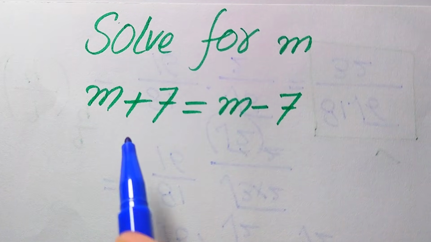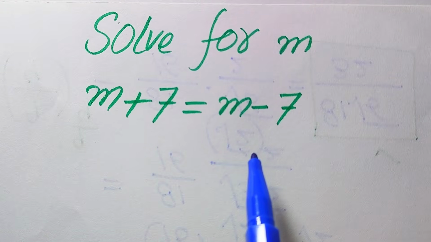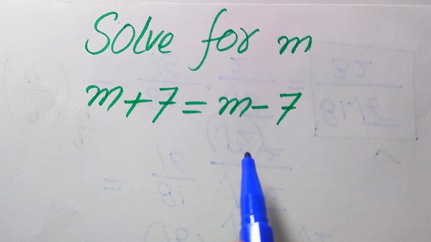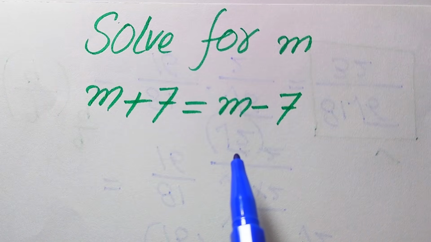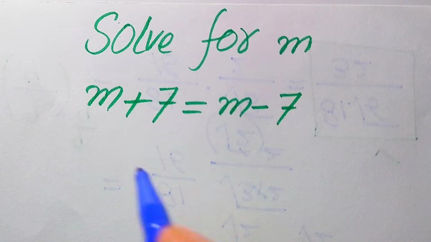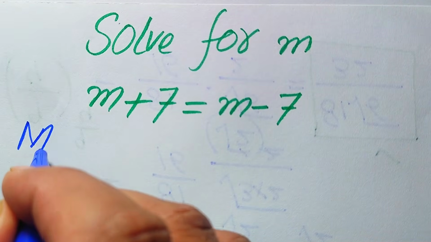So here we have m plus 7 is equal to m minus 7, and we solve this problem for all the values of m. First we need to find all the roots of this equation, and at the last we will verify which of the roots are solutions and which of the roots are extraneous roots. Further, we solve this problem by two methods.